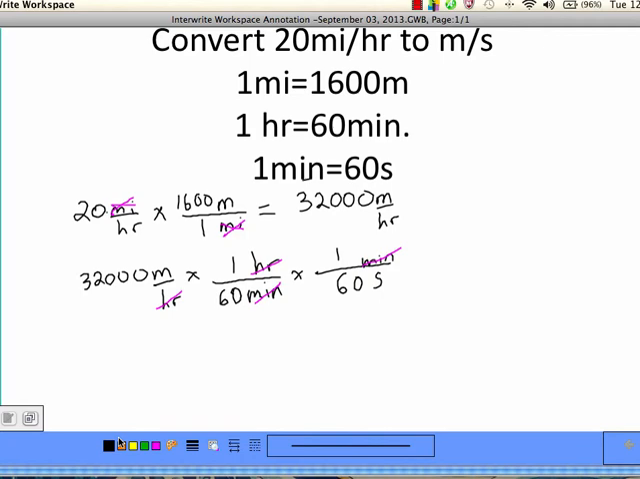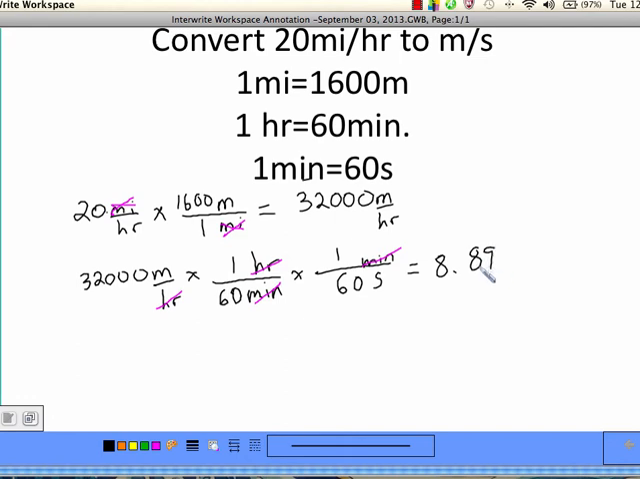Now if we put that into the calculator, I'm going to plug in 32,000 divided by 60 divided by 60. The answer we should end up with is 8 point, I'm going to round it to the hundredths, 89. That is the number I end up with.